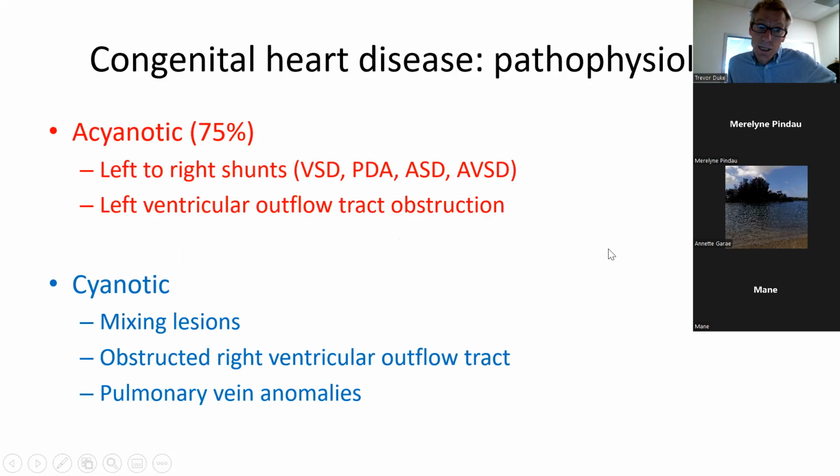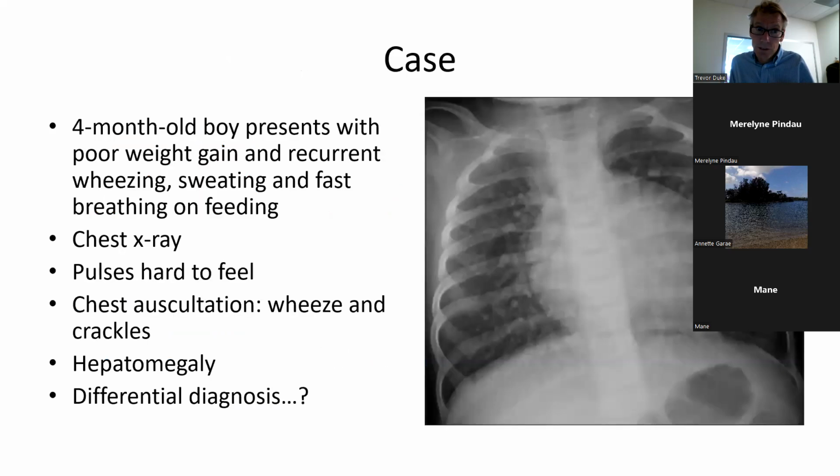So I'm going to talk today predominantly about acyanotic congenital heart disease, because that means children who are not generally cyanotic, so they're not generally cyanosed. And the reason to focus on that group is that they're about 3/4 of all the types of congenital heart disease. I'm going to try to talk about the different presentations of the commonest causes of acyanotic heart disease.